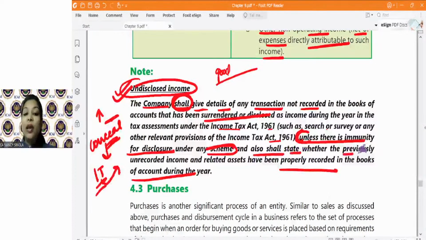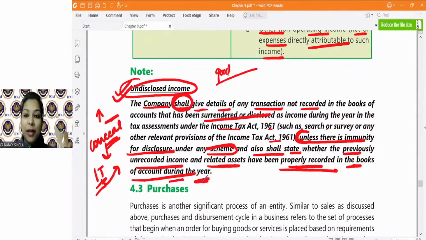एंड ऑल्सो स्टेट वेदर द प्रीवियसली अनरिकॉर्डेड इनकम, जो पहले रिकॉर्ड नहीं की थी या जो एसेट्स आपने पहले डिस्क्लोज नहीं किए थे, वेदर दीज हैव बीन प्रॉपरली रिकॉर्डेड इन द बुक्स ऑफ अकाउंट्स ड्यूरिंग द ईयर. तो देखो कंपनी अब क्या बोलेगी, देखो पहले हमने टैक्स की चोरी की थी, अब हम उसको कंसीडर कर रहे हैं, है ना. सो अ लॉट ऑफ प्रेशर ऑन द मैनेजमेंट ना.